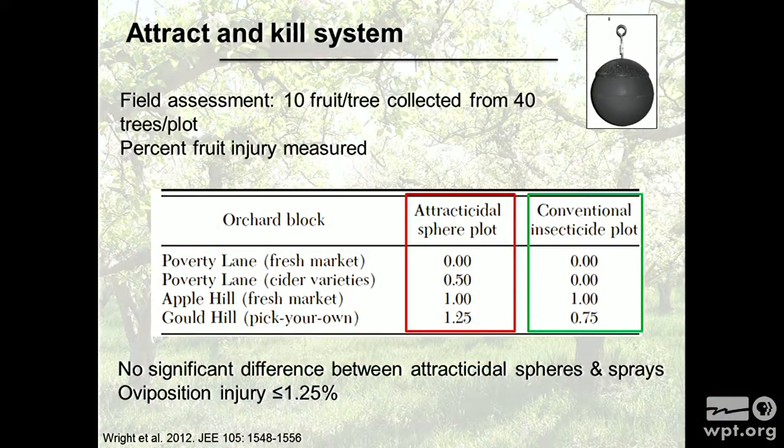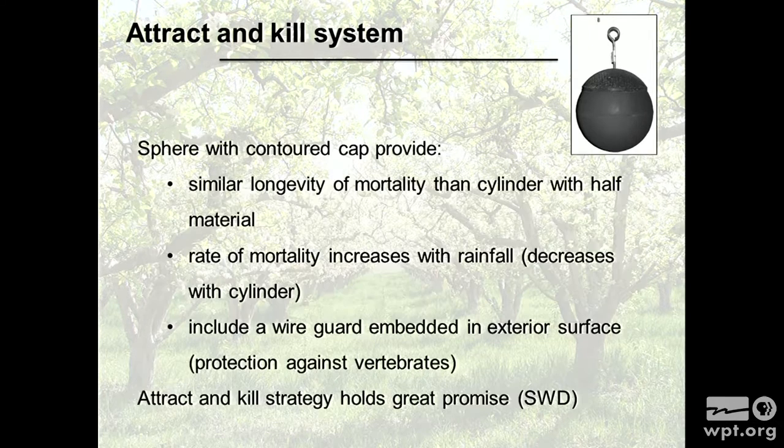And they collected 10 fruit per tree from 40 different trees in each plot. And they just looked at the percent injury. And here, same thing, for the 4 different farms, no significant difference between the sphere as a treatment versus the conventional insecticide plot. In all cases, they never reached more than 1.25% injury, okay?